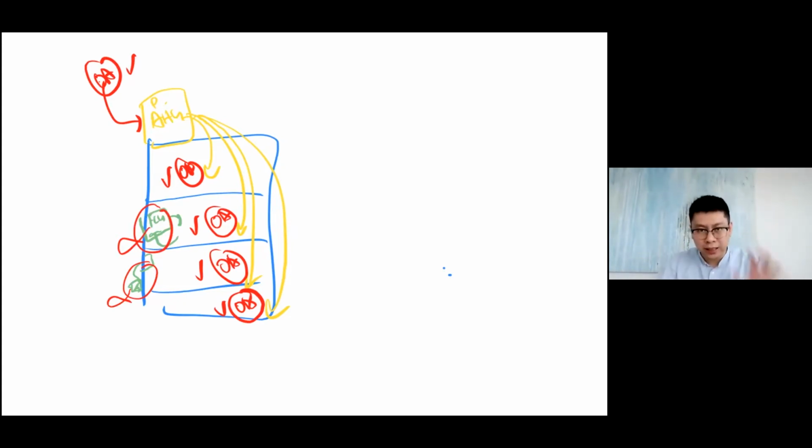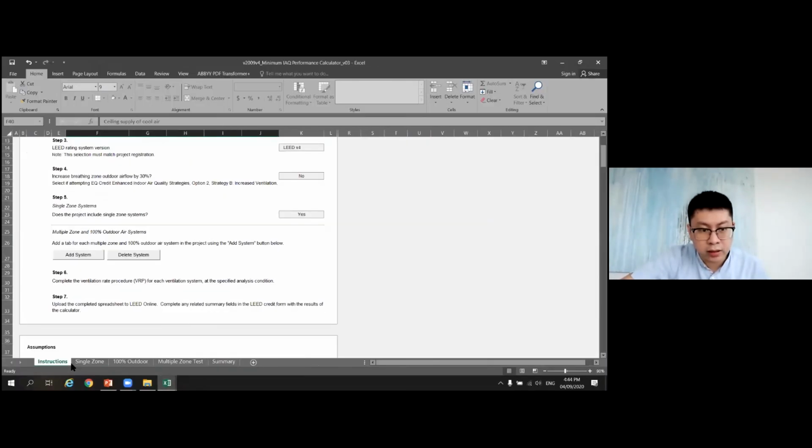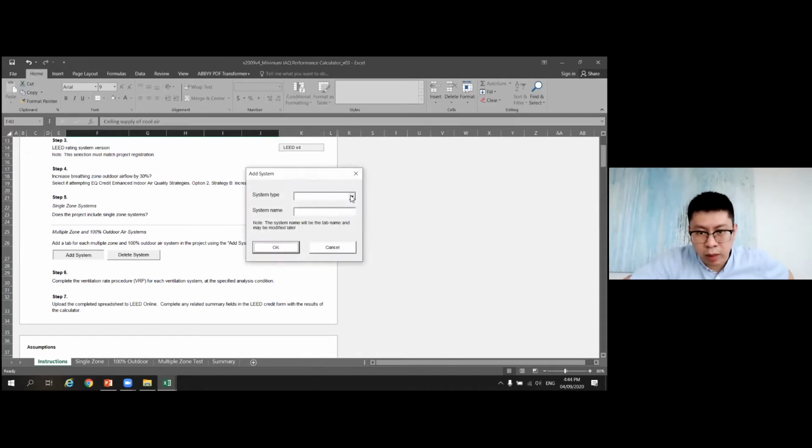For single zone systems as well as 100% outdoor air systems, LEED doesn't care so much about the supply air. Supply air will be looked into under multiple zone. So remember there are 3 types: single zone, 100% OA zone, and also multiple zone. So now we'll look into the multiple zone. And same, go to the instruction. You have add system and delete system. So you can add a multiple zone system.